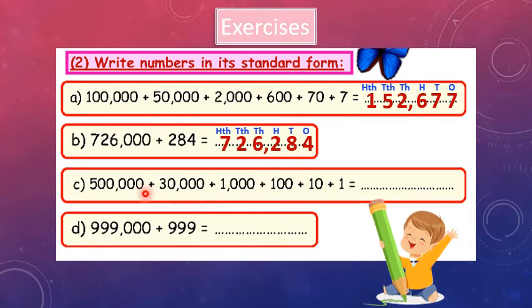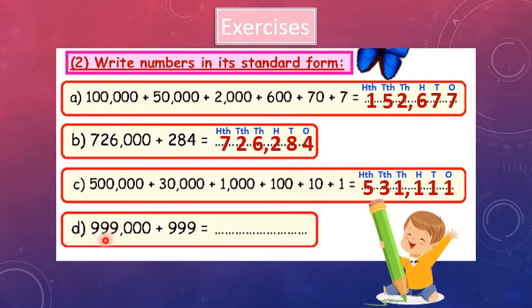Now let's go to number C. We have here ones, tens, hundreds, 1,000, 10,000, and 100,000. Then put each digit in its suitable place value. 1 in ones place, 1 in tens place, 1 in hundreds place, 1 in thousands place, 3 in 10,000s place, and 5 in 100,000s place. This number is called 531,111.